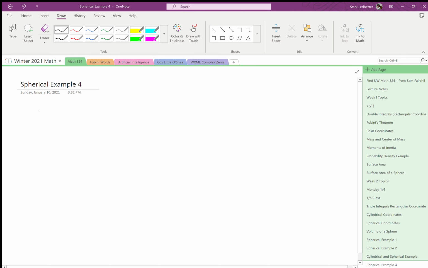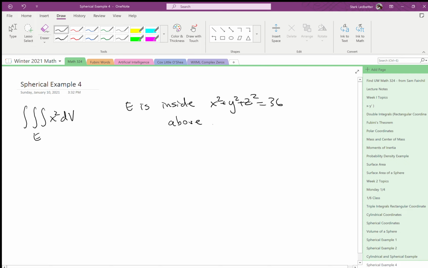All right, next example, we're going to be integrating the function x squared over the region E, where E is inside x squared plus y squared plus z squared equals 36, and above z equals negative root 3 times the square root of x squared plus y squared. Okay, so let's see, easy, that's a sphere, and then maybe hard, what's that?